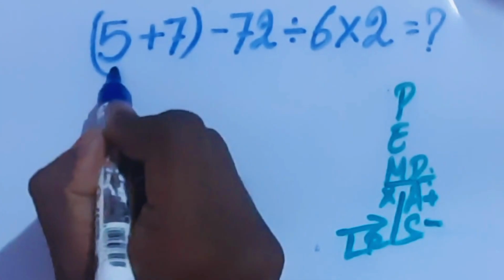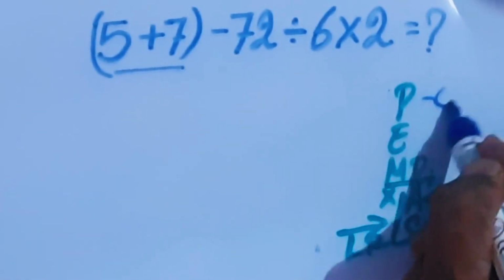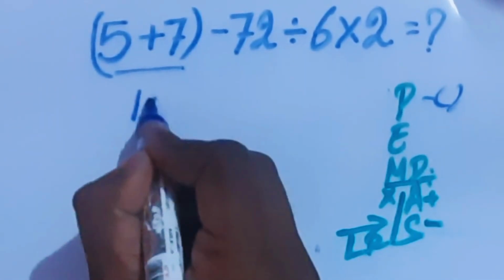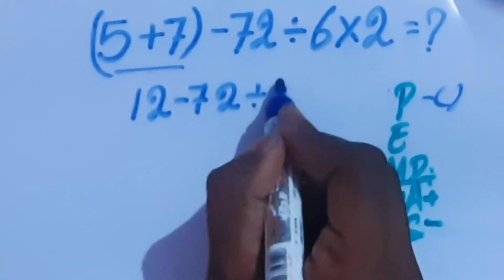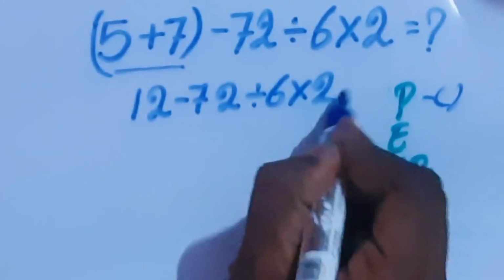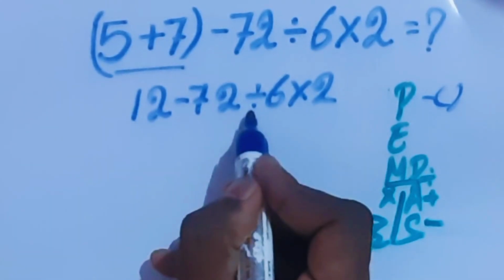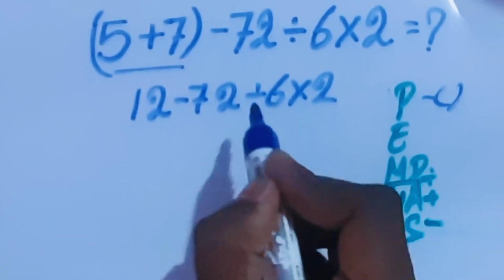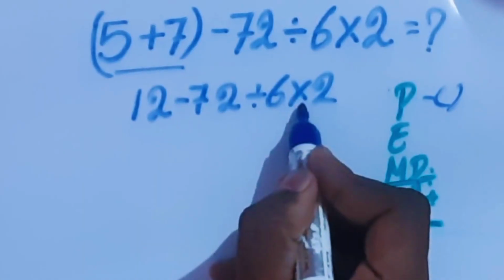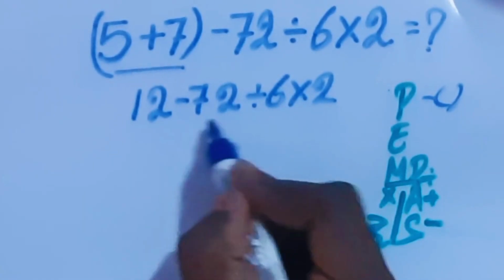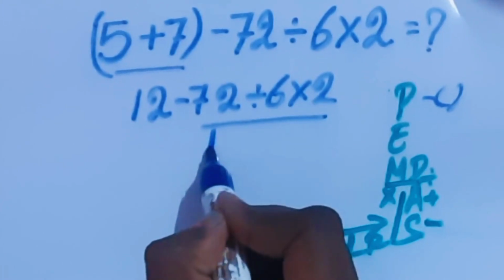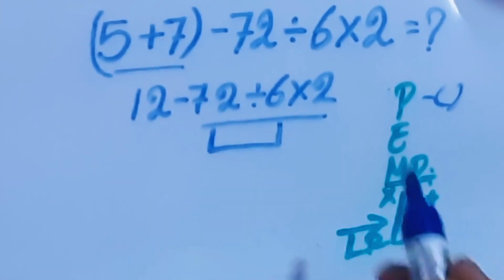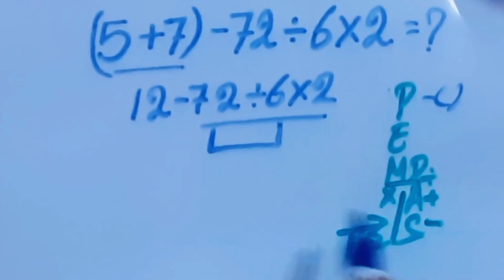Here bracket is always first. This is bracket. So 12 minus 72 divided by 6 times 2. Here we have subtraction, division and multiplication. Here division and multiplication are higher priority than this subtraction. We have to do this first. From this, which is first, we have to do this first because we have to follow the left to right rule.